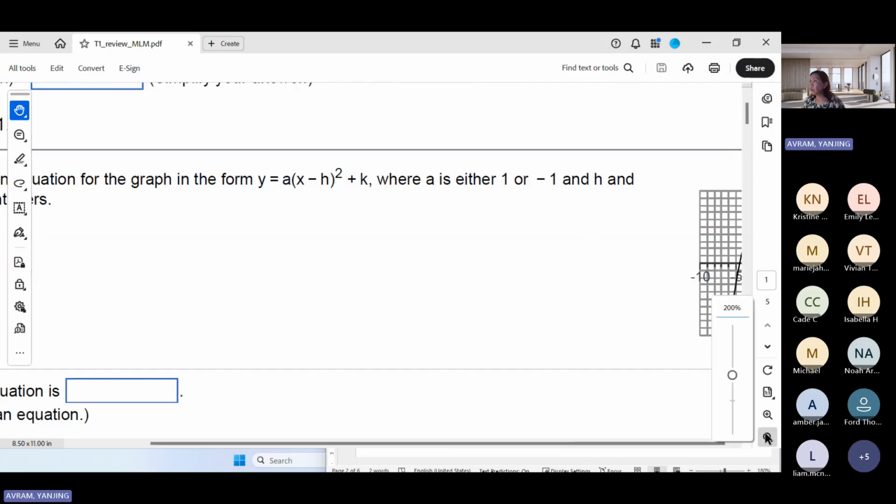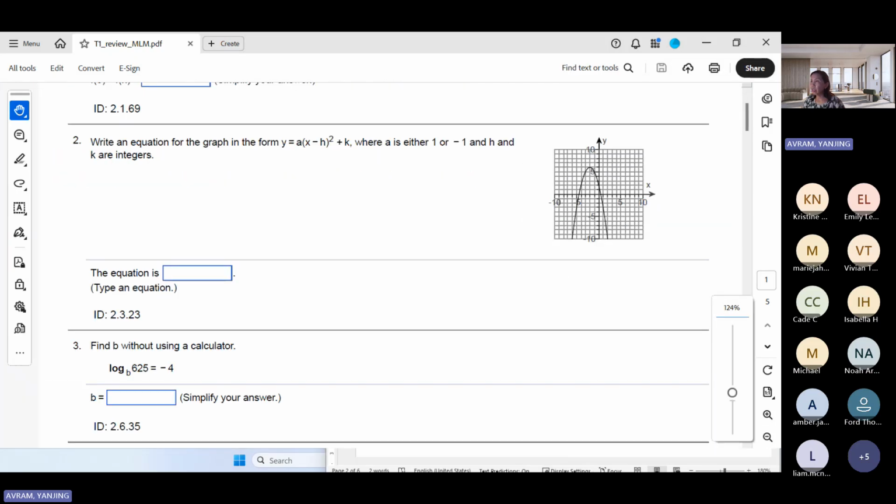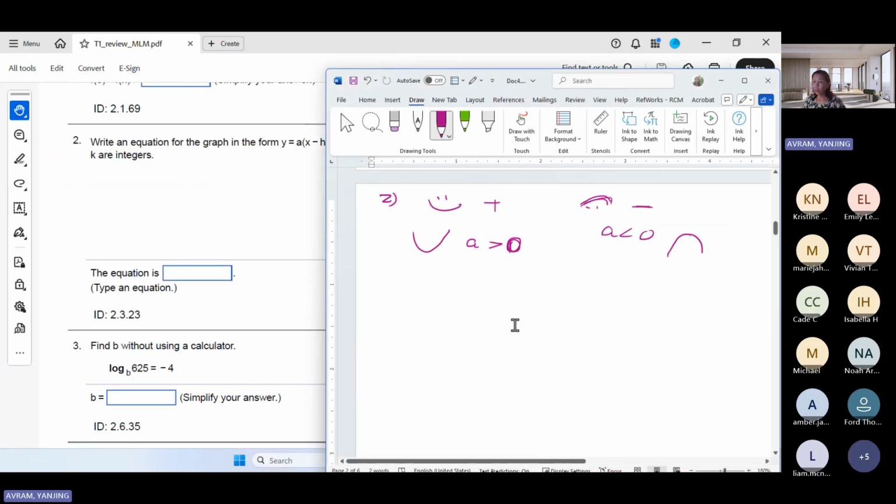All right, so now we know the vertex: h here is -2, k here is 6, right? And then we know a is -1. So we're going to write down this one.